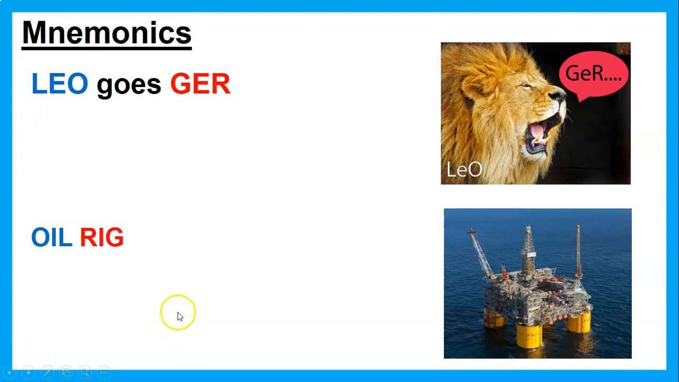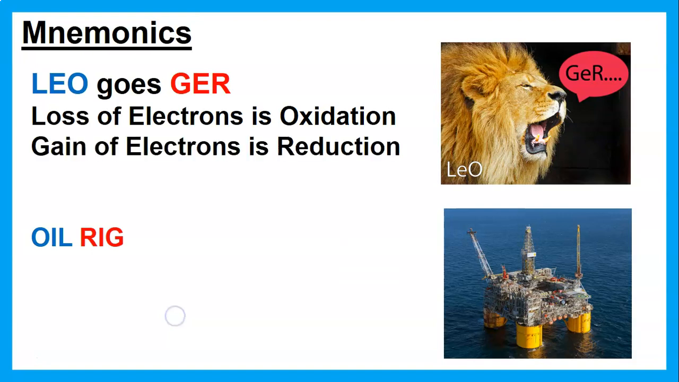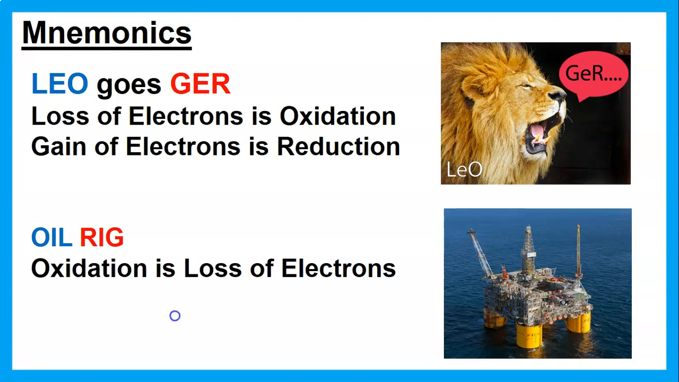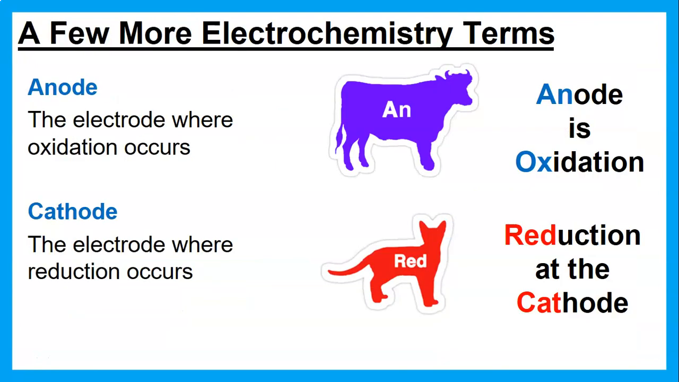Quick reminder, remember LEO goes GER or OIL RIG, whichever one you prefer, but remembering that losing electrons is oxidation and gaining electrons is reduction. Those are going to be important terms because these are the processes that are happening physically at the anode and the cathode. So if you remember, the anode is where oxidation occurs, and the cathode is where the reduction is occurring.